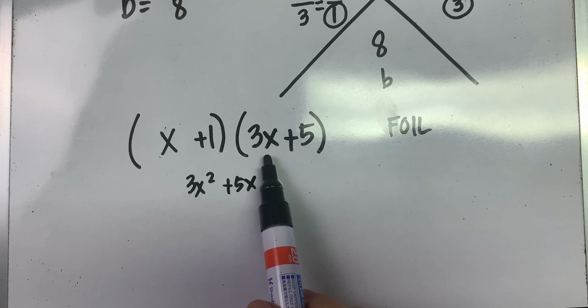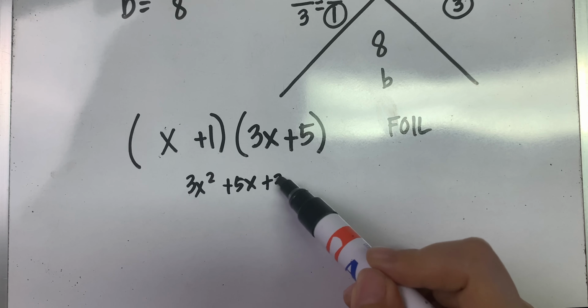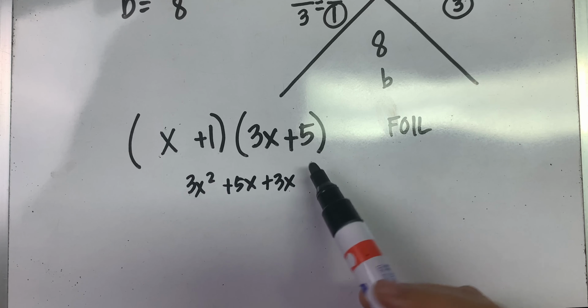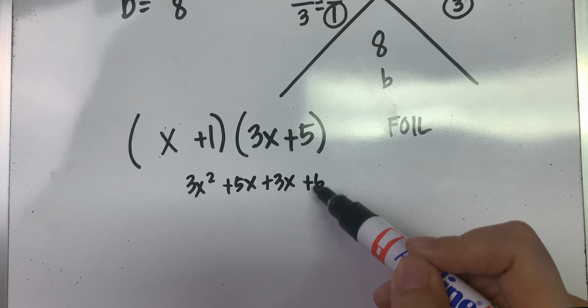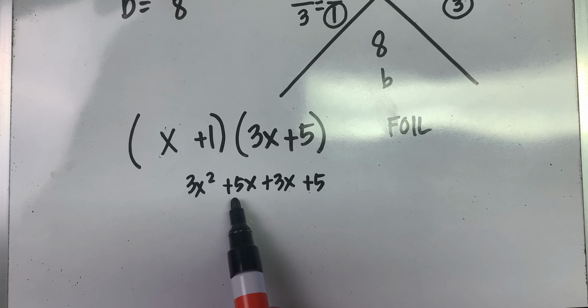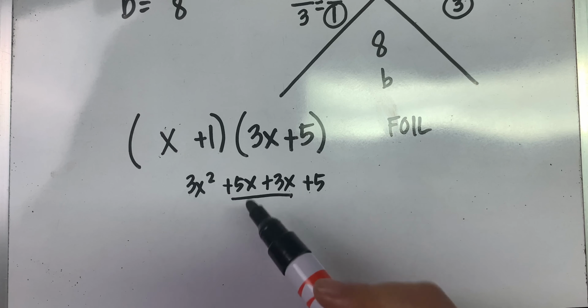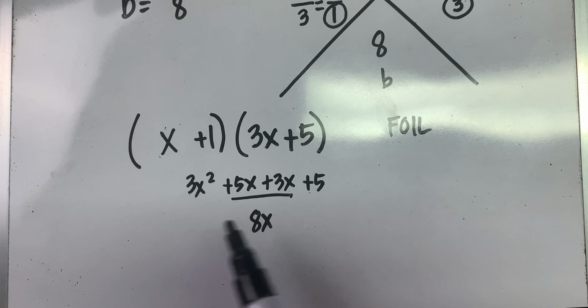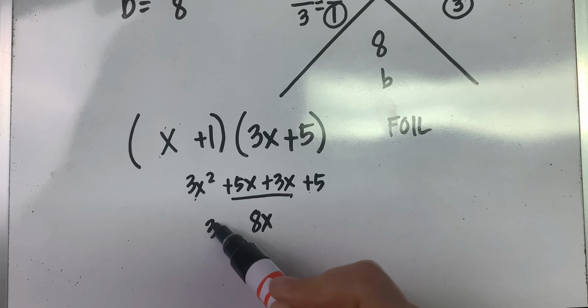1 times 3x is positive 3x. And then 1 times 5 is positive 5. Combine natin itong dalawang like terms. So 5x plus 3x is 8x. And then just copy the remaining.